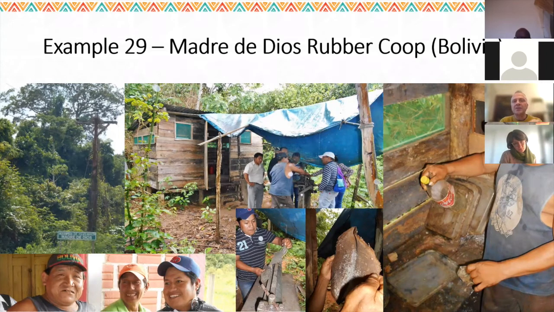So they'd agreed with the rubber tappers a certain price per volume of rubber, but actually that price that they were going to pay to the rubber tappers wasn't enough to cover the sales, the income from the sales. Sorry, it was too much. So the costs were too high and the sales price was too low. And so after a few months, this business just collapsed.